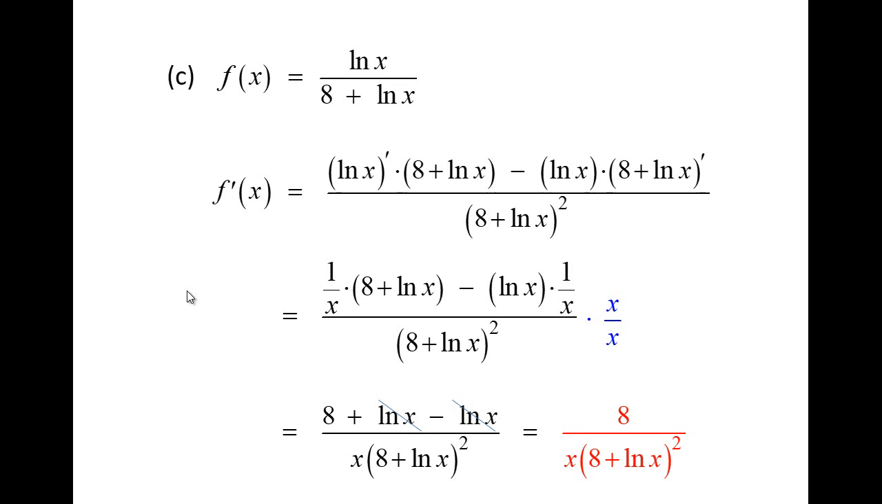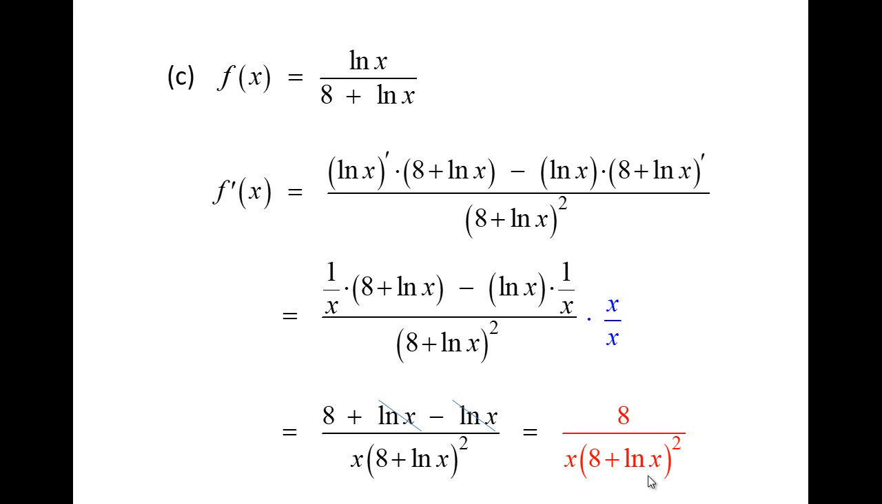derivative of f. So again, instead of multiplying by x over x, we could have seen that 1 over x ln x cancels out this term, so you're left with 8 over x here. But then with 8 over x, that x we can put in the denominator. So this is 8 over x times 8 plus ln x squared.